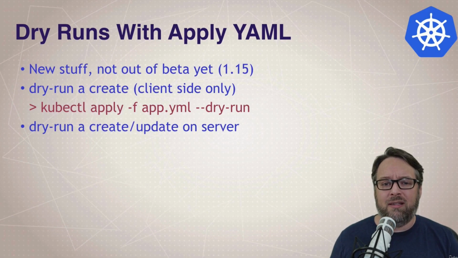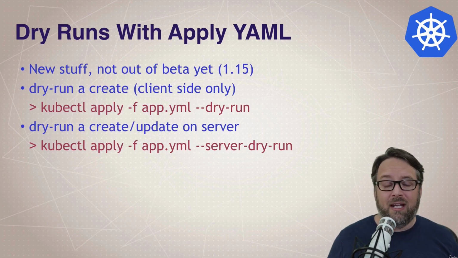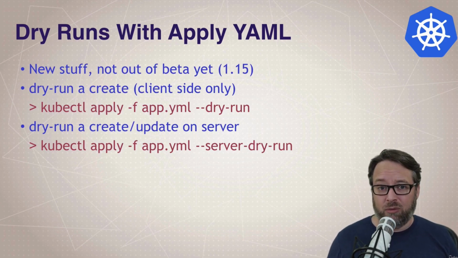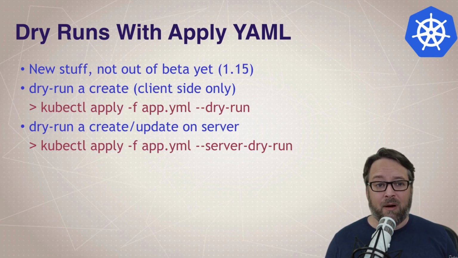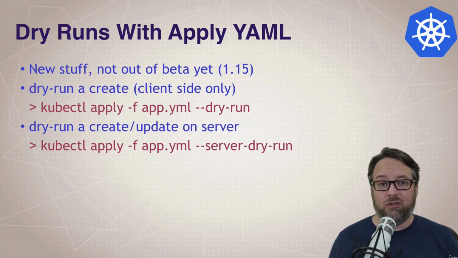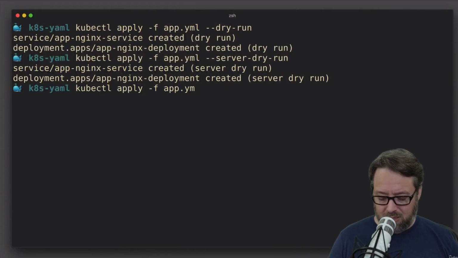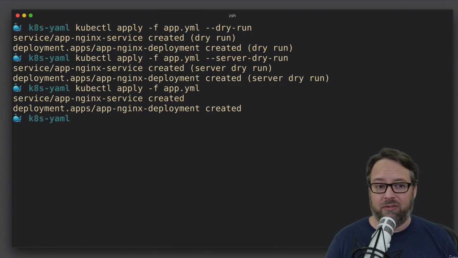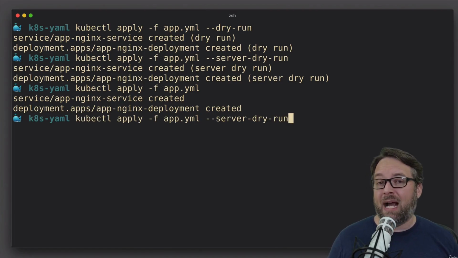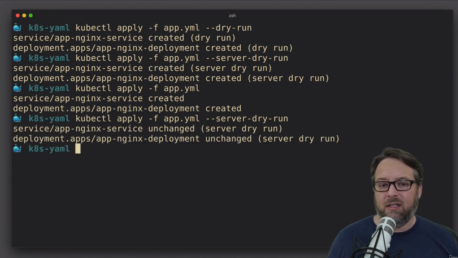So we want to try the server dry run, which is enabled by default on anything 1.13 and newer. And when I do that, it will then go talk to the server and give me a proper response. So let's go ahead and create this. I'm going to take off the server dry run. And this will create the two resources, the deployment and the service. And now if I hit the up arrow and go back to server dry run, you'll see that it says unchanged for both of them.